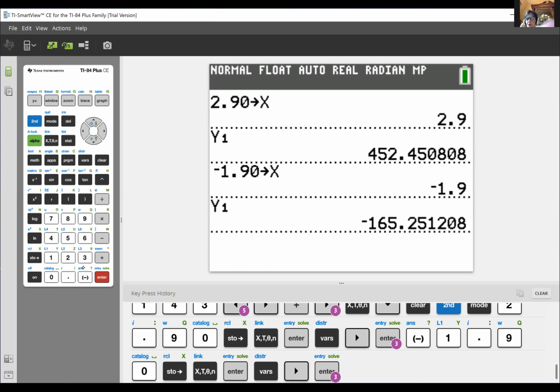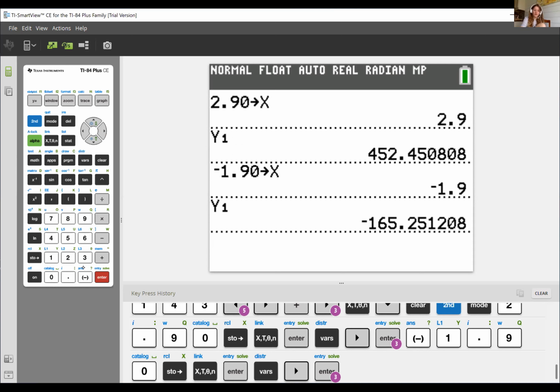And that would be the lower limit of integration, negative 165.25. And what am I supposed to do with these two values? Subtract them. Yes. Upper limit minus your lower limit.